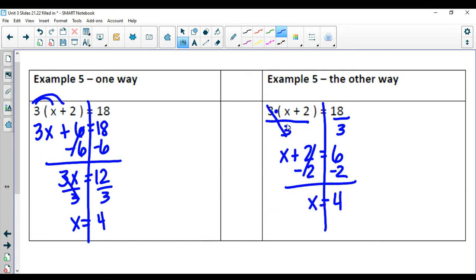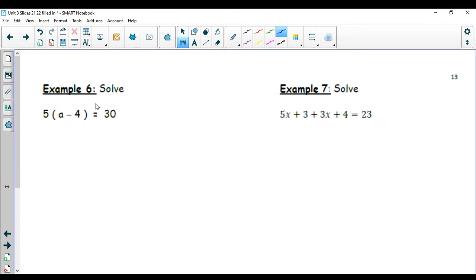So if it's just distributive property, this is another option for you, and you are welcome to do it that way if you would like to. So I'm going to have you turn it on over to page 13. I'm going to have you take a look at example number 6. Using either of those two strategies, go ahead and solve.